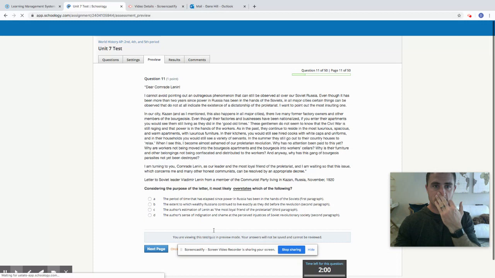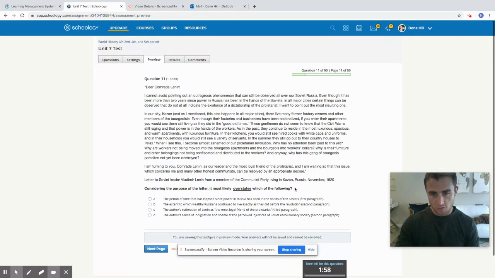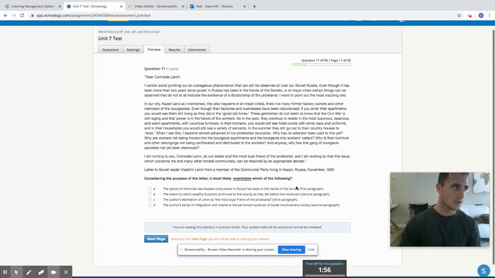All right, same stimulus. Considering the purpose of the letter, it most likely overstates which of the following? Okay, so the purpose of the letter, let's start with that. You have to think about that. What's the purpose of the letter? The purpose of the letter is to convince Lenin to seize the upper class's property, right? You can look at that. That's the whole point. So what would it overstate?